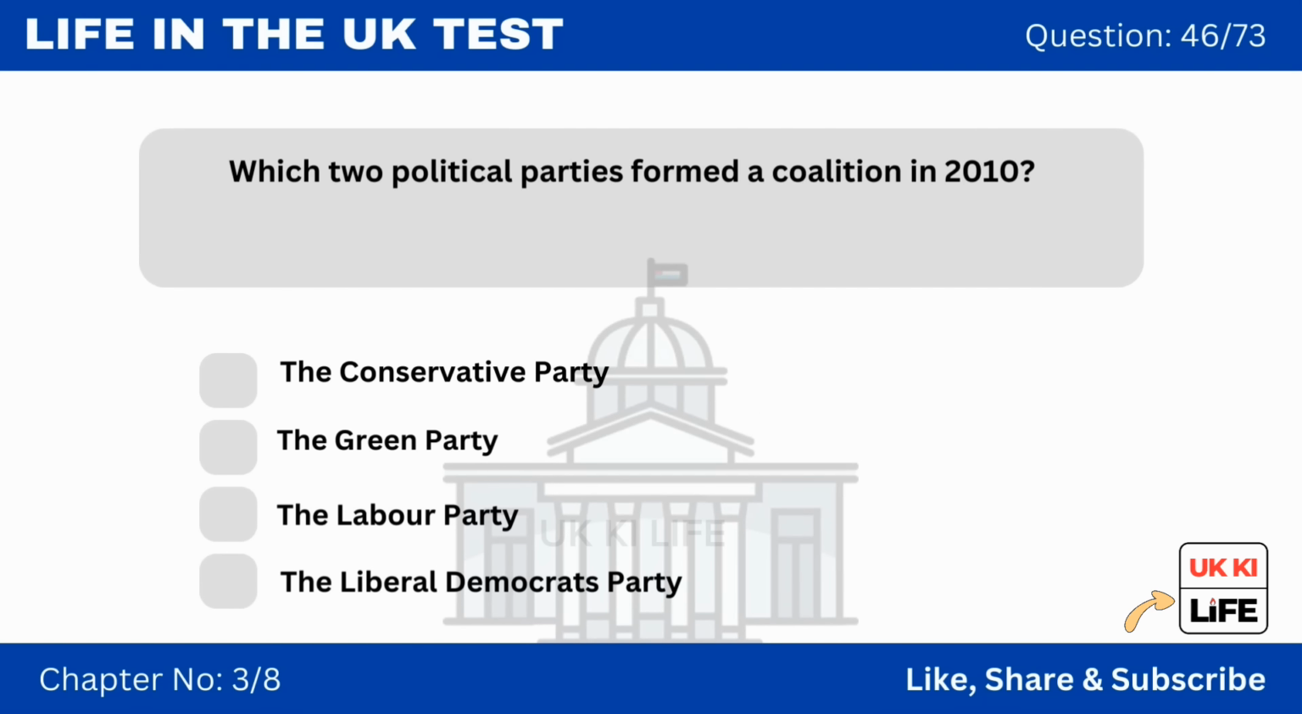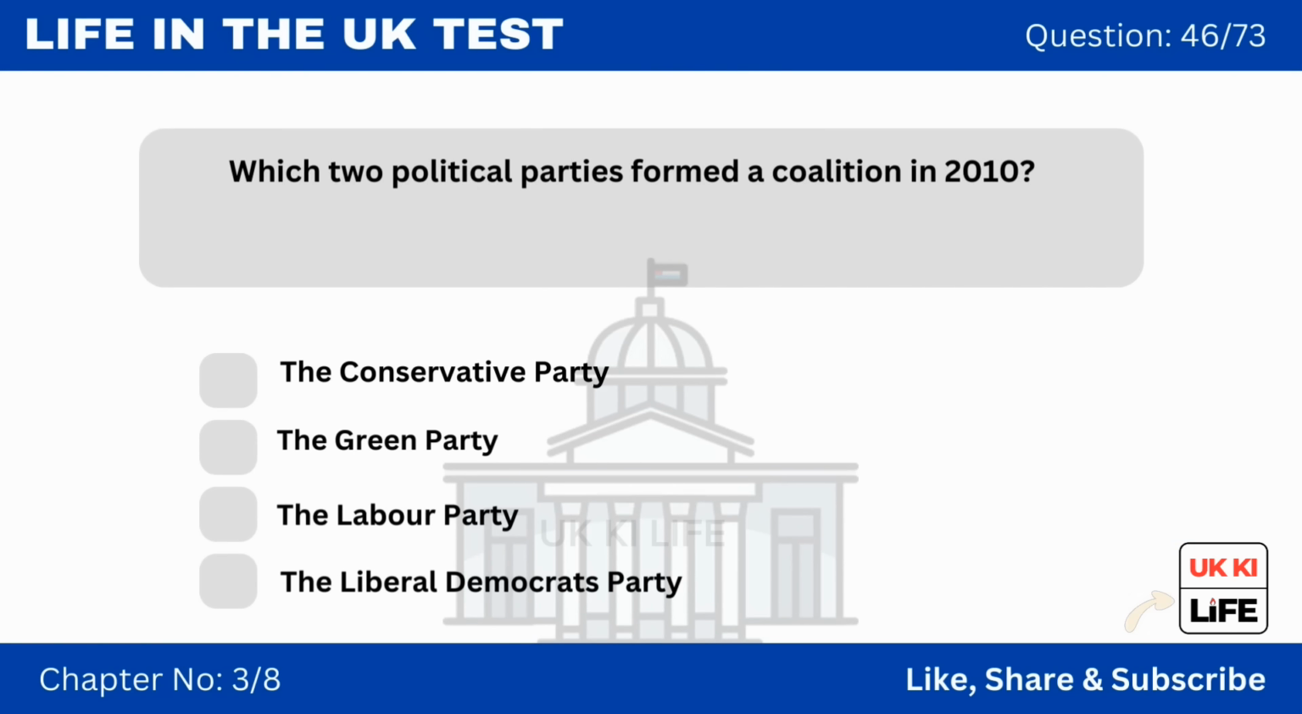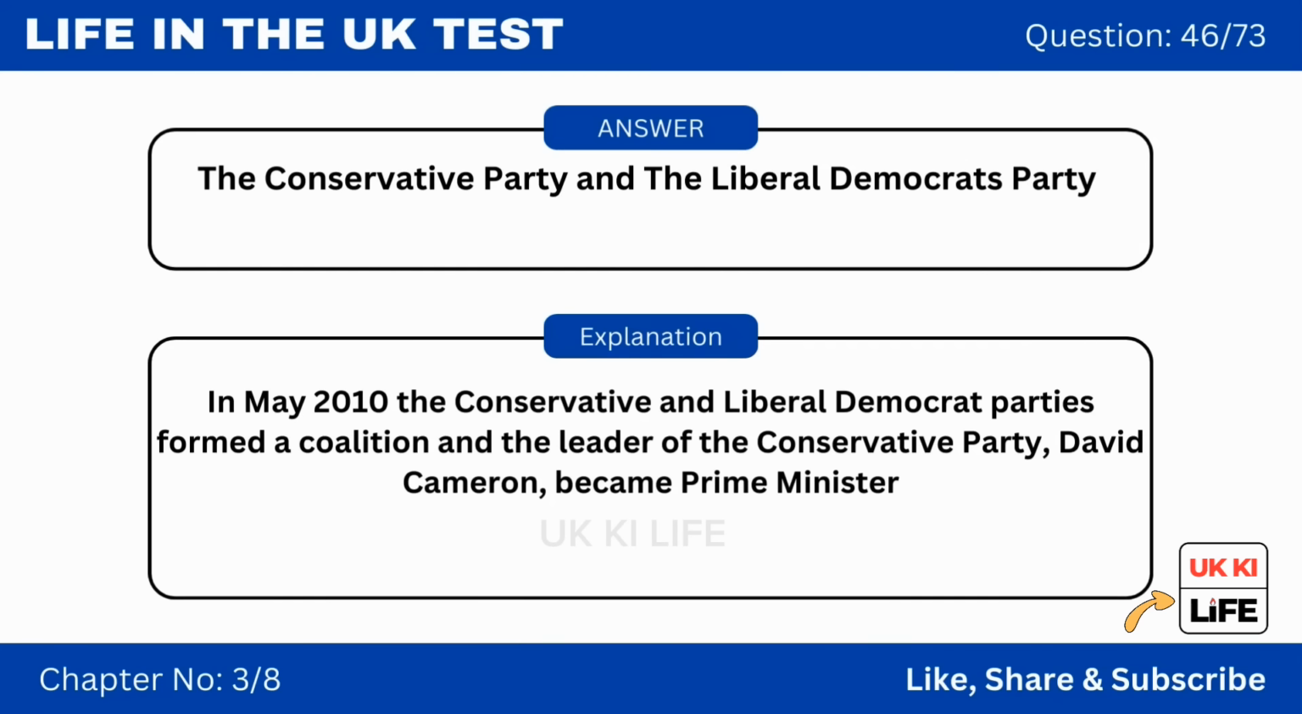Question 46. Which two political parties formed a coalition in 2010? The Conservative Party, the Green Party, the Labour Party, the Liberal Democrats Party. The correct option is A and D. Explanation. In May 2010, the Conservative and Liberal Democrat parties formed a coalition and the leader of the Conservative Party, David Cameron, became Prime Minister.